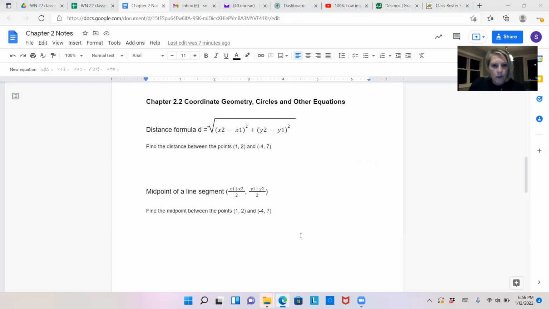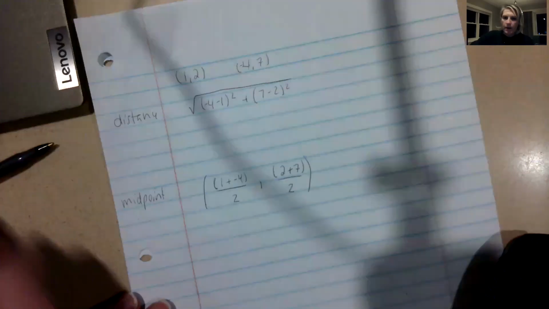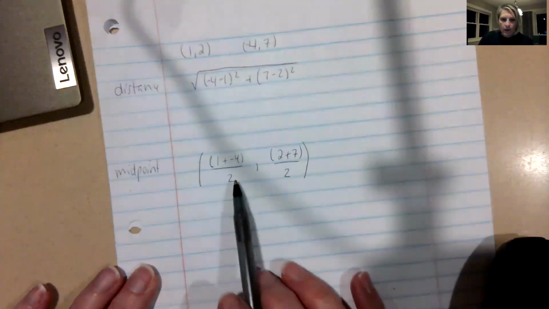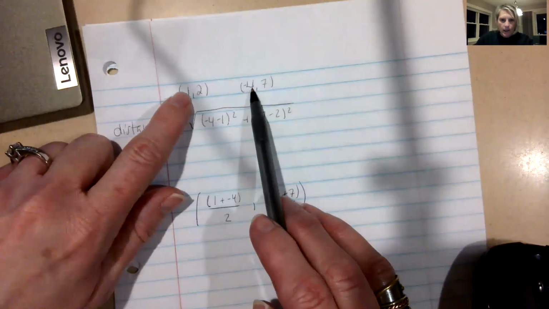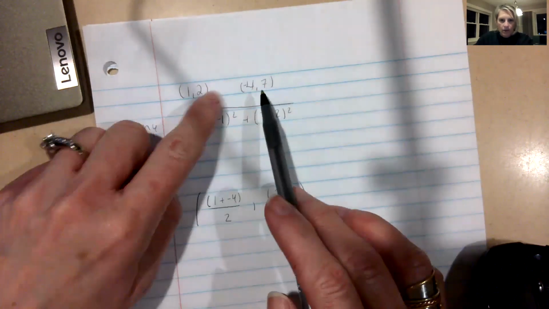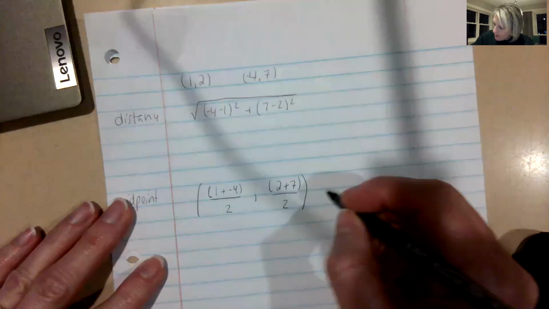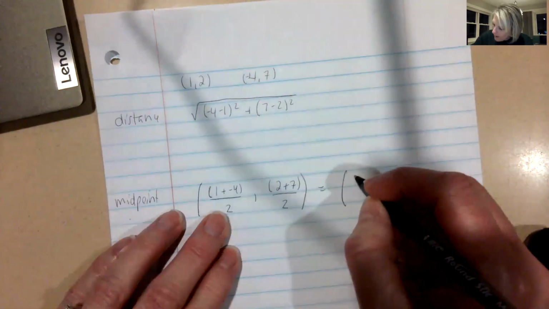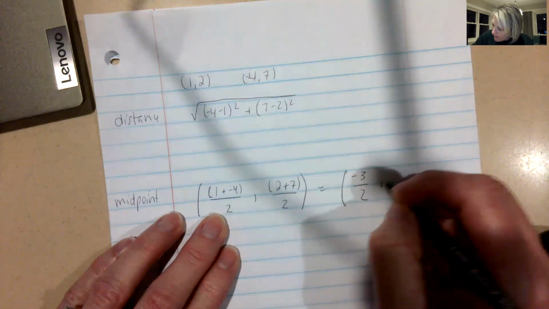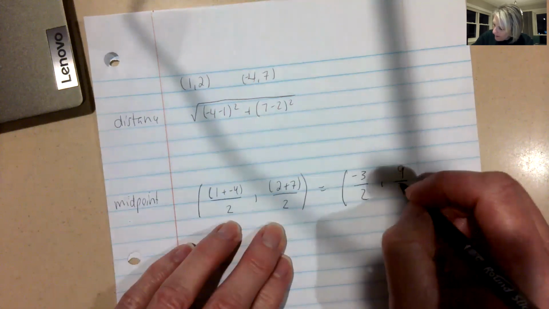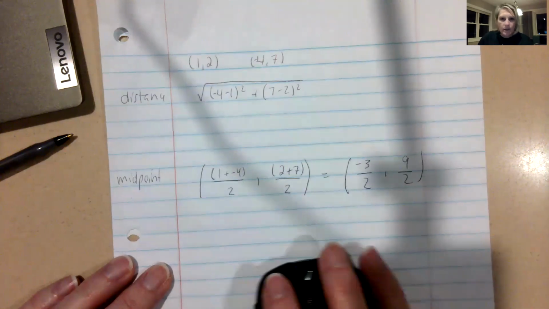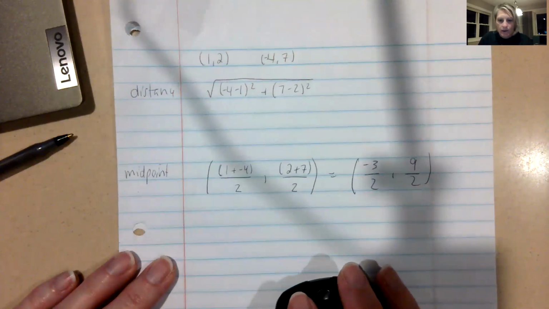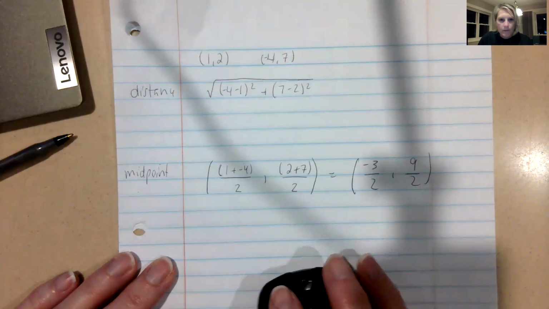So I'm going to show you my paper so that you can see this is how we would find the midpoint between these 2 points. We're going to take the average of 1 and -4, and then the average of 2 and 7. So it ends up becoming -3 halves and 9 halves. So let's plot those 2 points in Desmos and see if it looks like it's in between them.